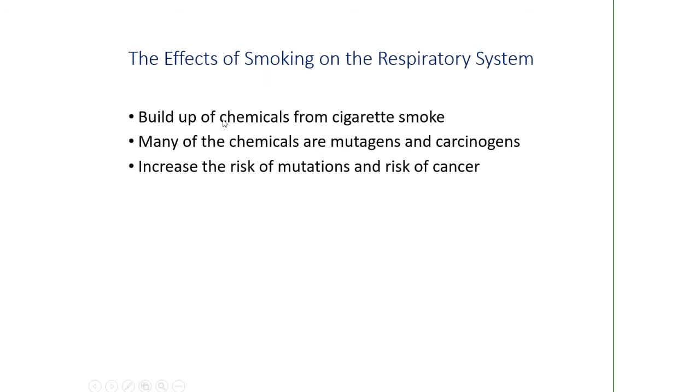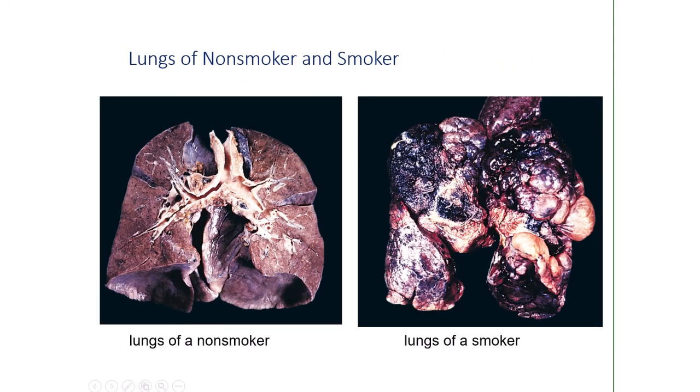Cigarette smoke itself also contains a lot of chemicals. Many of these chemicals are mutagens that are capable of causing mutations, and some of them are carcinogens, which are likely to cause cancer. By smoking, you increase your risk of developing mutations, and if a significant number of mutations accumulate in your cells, they might turn cancerous. Here is a normal non-smoker's lungs, and in a smoker's lung, you can see all the tar building up, and all these things are going to affect your respiratory functions.